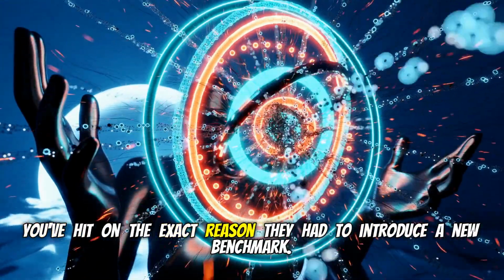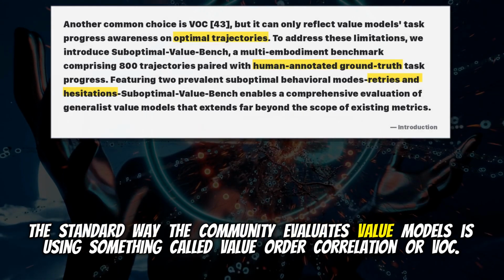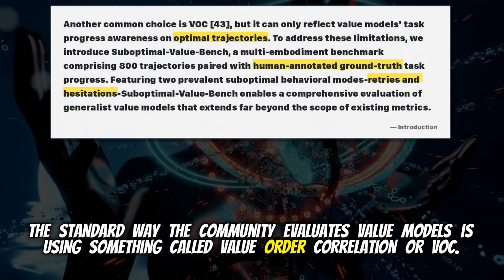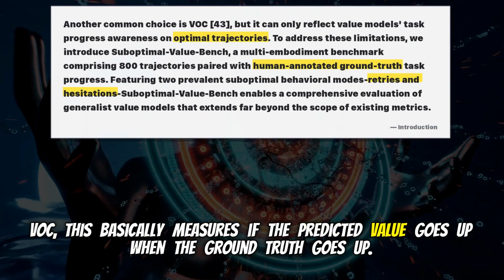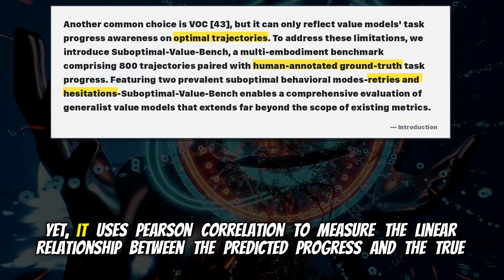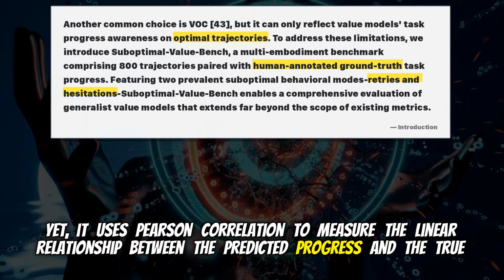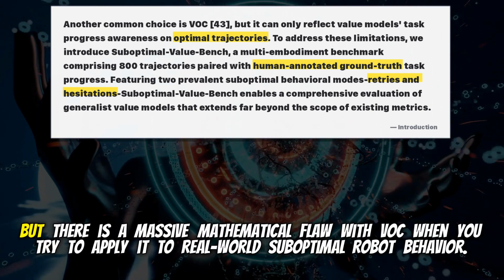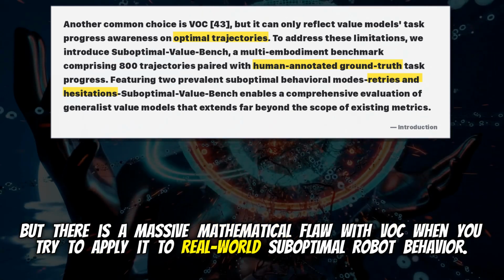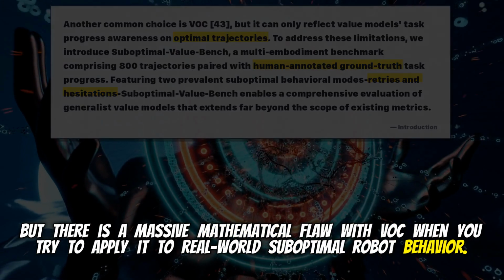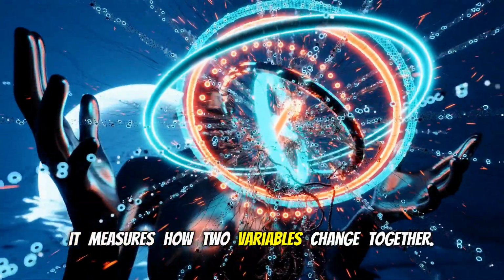You've hit on the exact reason they had to introduce a new benchmark. The standard way the community evaluates value models is using something called value order correlation, or VOC. VOC, this basically measures if the predicted value goes up when the ground truth goes up. Yeah, it uses Pearson correlation to measure the linear relationship between the predicted progress and the true progress. But there is a massive mathematical flaw with VOC when you try to apply it to real-world suboptimal robot behavior. Which is? Think about the math of a Pearson correlation. It measures how two variables change together.